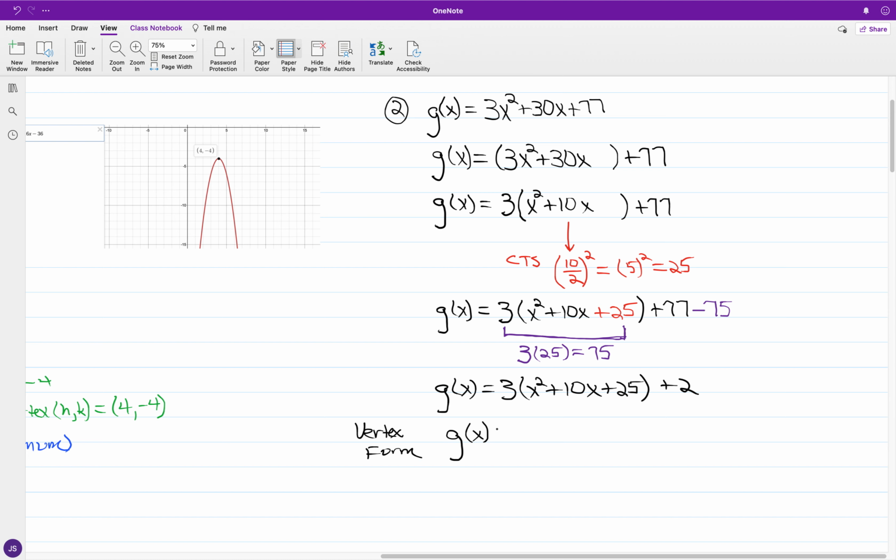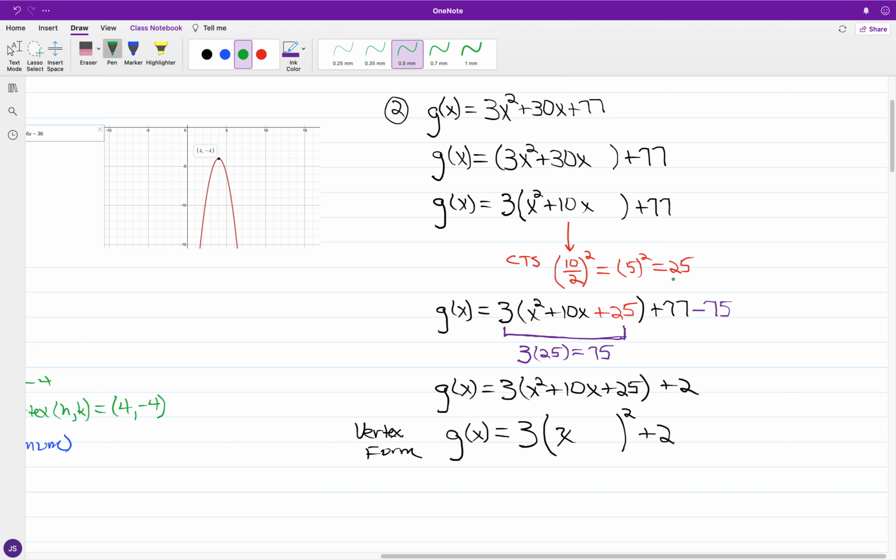In the case of the vertex form, we have g of x is equal to 3 times... And again, x squared is going to be the square of x. And for the dynamic that was created upon the addition of 25, the 25 was formed by squaring out the 5 in the completion of the square process. And so g of x will be equal to 3 times the square of x plus 5, followed by the addition of 2.